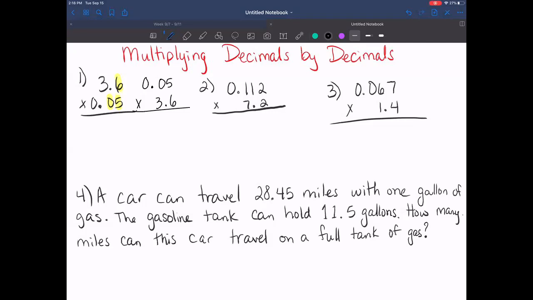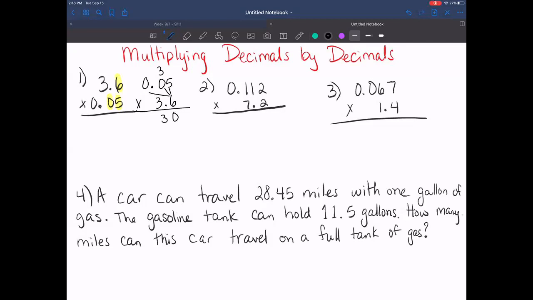All right, so now I'm going to go ahead and start my multiplication. So I'm going to do 6 times 5, which is 30. So I put my 0 down there. I'm going to carry my 3. 6 times 0 is 0. Plus that 3? 3.